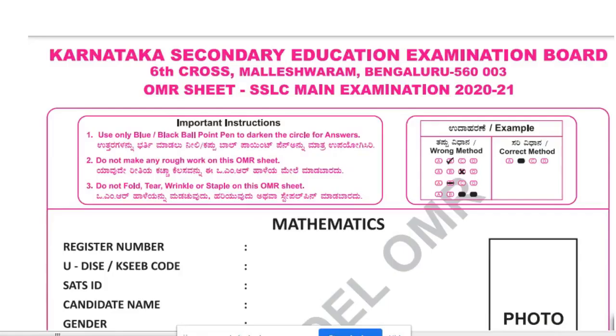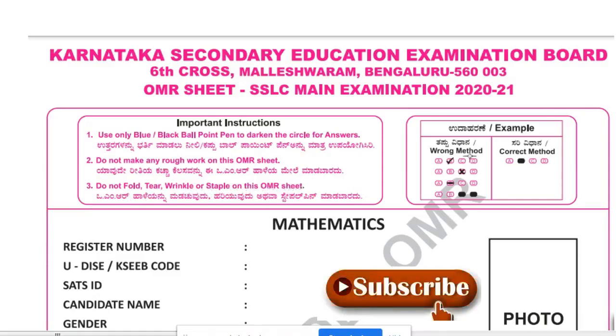The top part of the OMR sheet contains instructions and basic student details. Some instructions are: use a blue or black ballpoint pen to circle the answer. Do not make any rough calculations on the OMR sheet. Do not fold, tear, wrinkle or staple the OMR sheet. Here are the wrong ways and the correct way to present the answer. We have to circle the correct option only once.